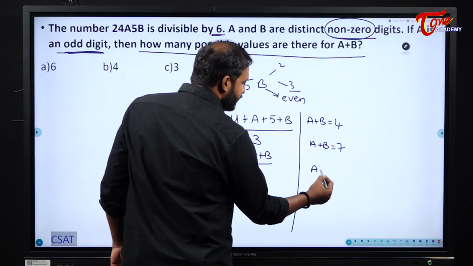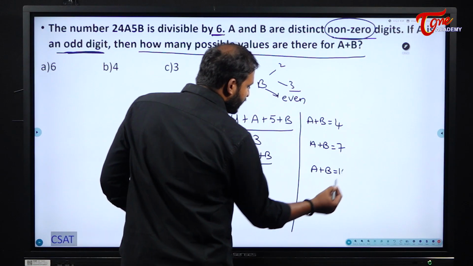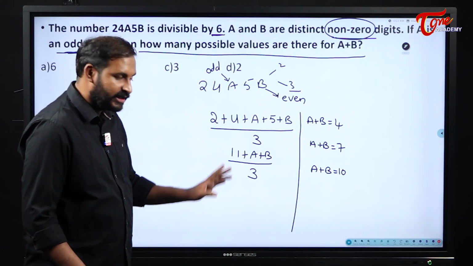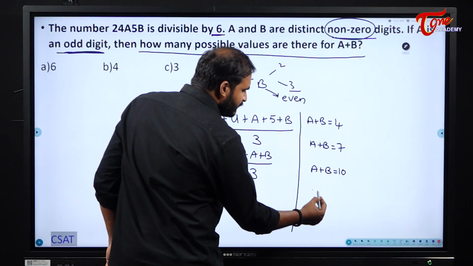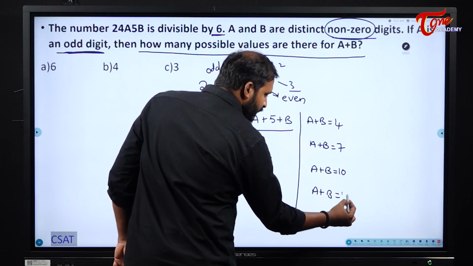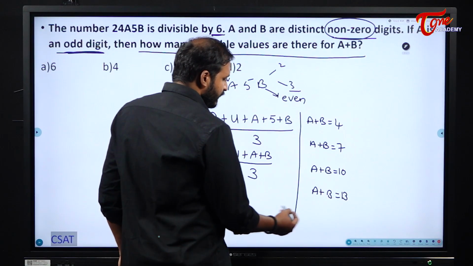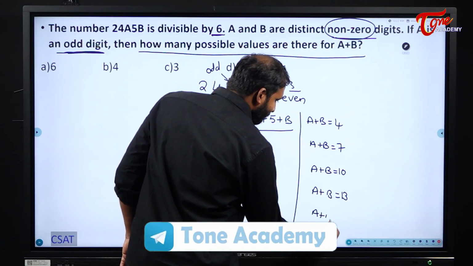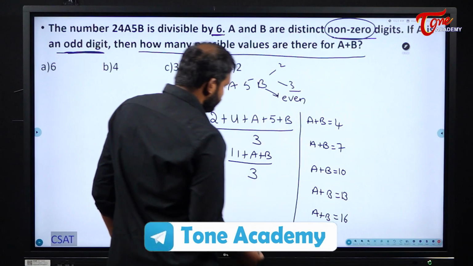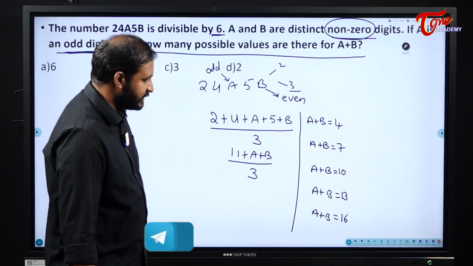Next, A plus B can be 10. If A plus B is 10, 11 plus 10 becomes 21. There is a chance. Next, A plus B can be 13. Add simply 3 each time. 13 plus 11 becomes 24. Next, A plus B can be 16. Why? Because 11 plus 16 becomes 27.